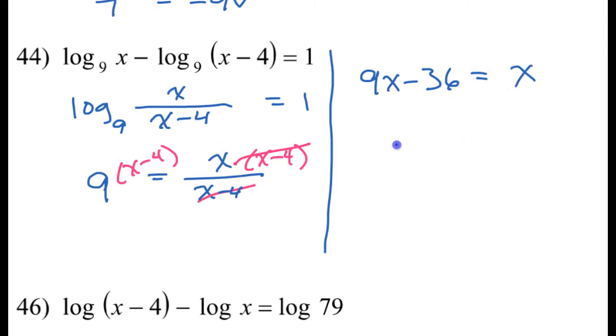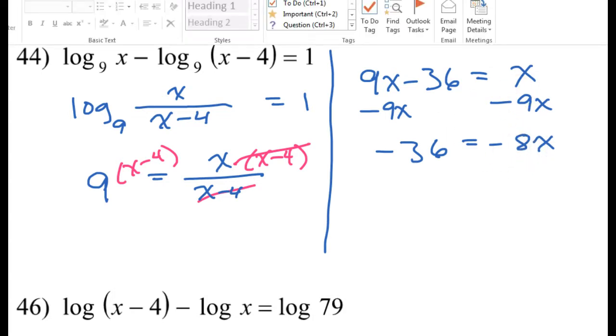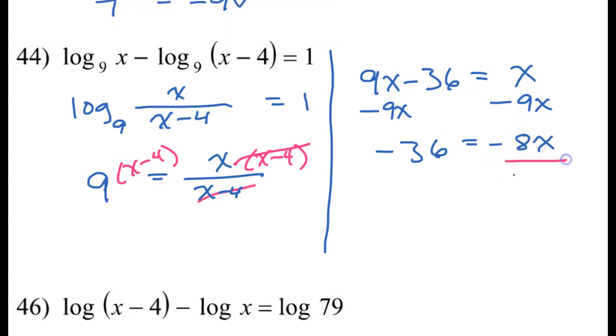So I think I will subtract 9x from both sides, just to avoid getting 0 over here. So I'll have negative 36 is equal to negative 8x. And then I would divide both sides by negative 8, to cancel these out.